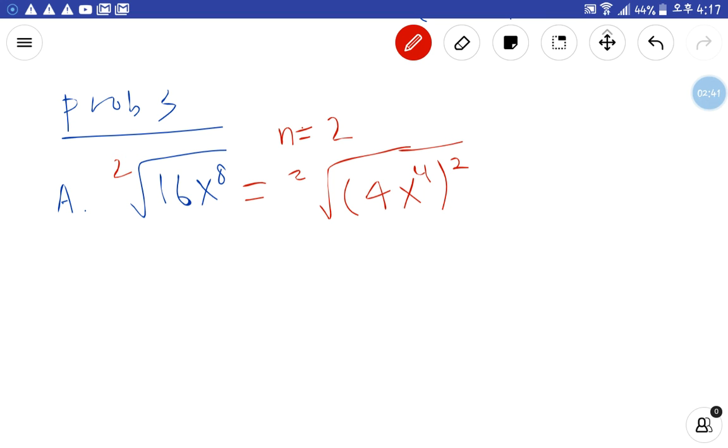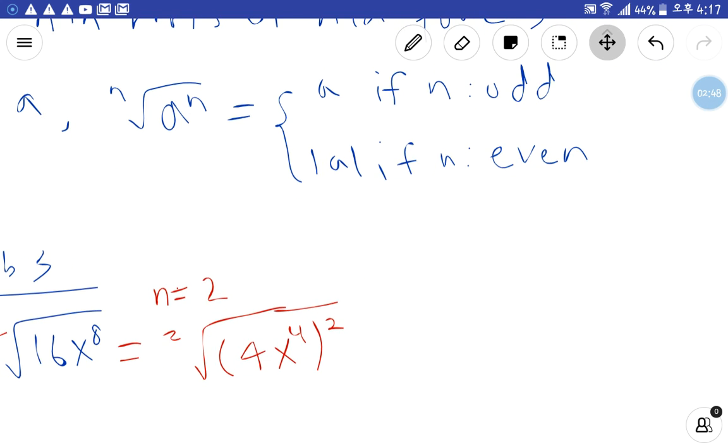Alright, now what? You are going to cancel it, so please look at the rule above. What did they say? If n is odd, then you need to put just a. If your n is even, what do we do? Put the absolute value on it. Okay, I'm going to put the absolute value on this: 4x to the 4th power, and close my absolute value. But look, this is the tricky part. We are going to leave the absolute value on it, or we have to omit it. That's what you need to think of.